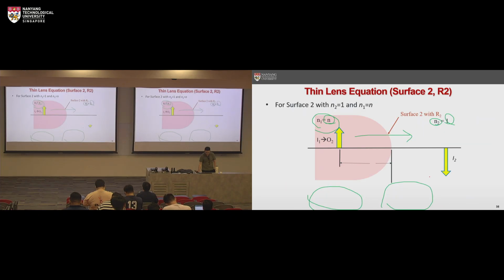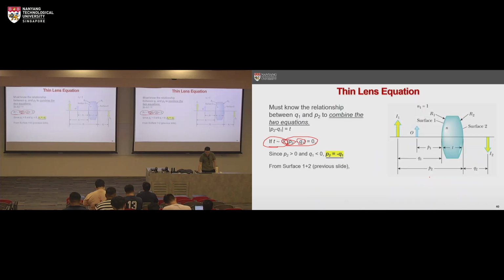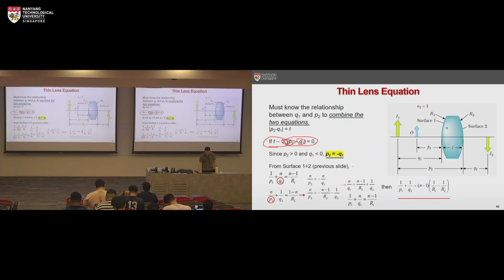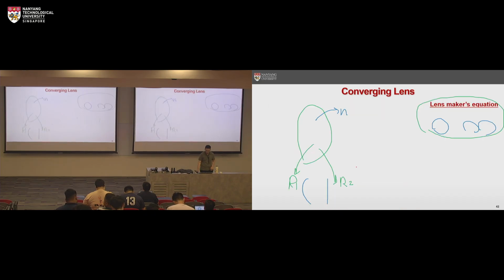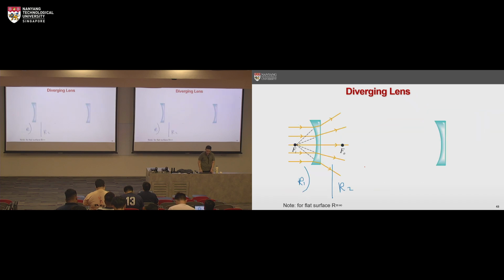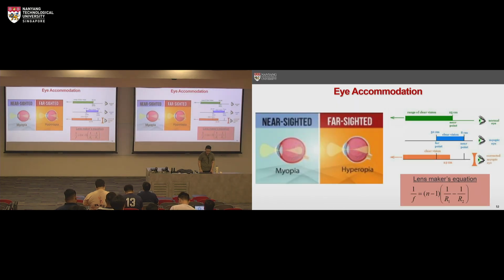You can still use this thin lens equation to help you calculate all the questions. All the questions rely on this thin lens equation, which means you should know your P, your Q, or your F. And again, pay attention to the sign. The sign is usually where you will get it wrong.